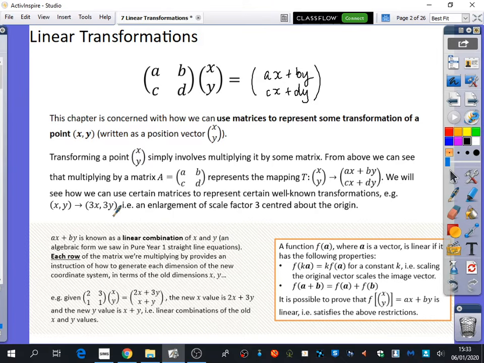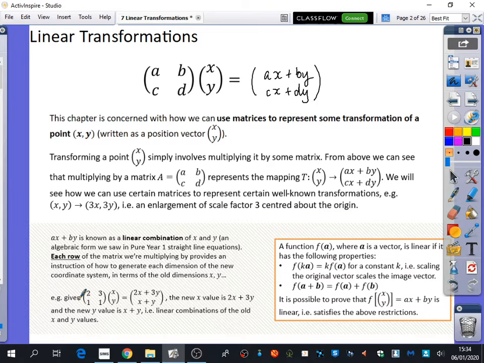This is some kind of background stuff here. We're talking about this as a linear transformation. I've written that ax plus by is known as a linear combination of x and y, which is an algebraic form we saw in pure year 1 with straight line equations. Each row of the matrix we're multiplying by provides an instruction of how to generate each dimension of the new coordinate system in terms of the old dimensions. So that all sounds a bit complicated, but it's just saying that the new system of coordinates is being generated from the old system of coordinates here. It's a linear combination of the previous things that existed.